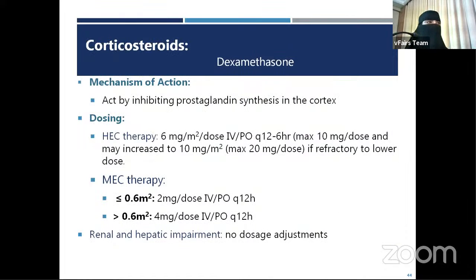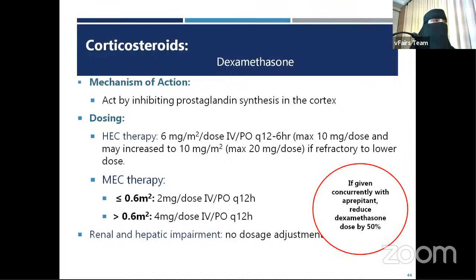Moving to the third major class, which is the corticosteroids. To date, the mechanism of action is unknown, but we believe that it inhibits the prostaglandin system in the cortex, and it has special dosing in highly emetogenic and moderately emetogenic chemotherapy. I just want to highlight that if you use aprepitant with a patient on dexamethasone or corticosteroid, you have to reduce the dose by 50%.